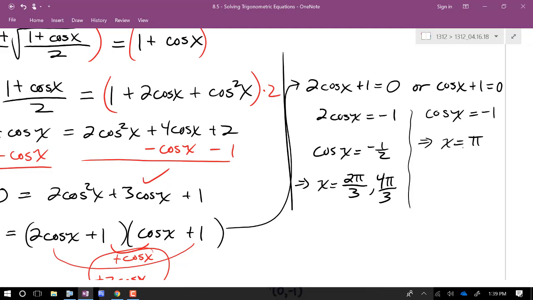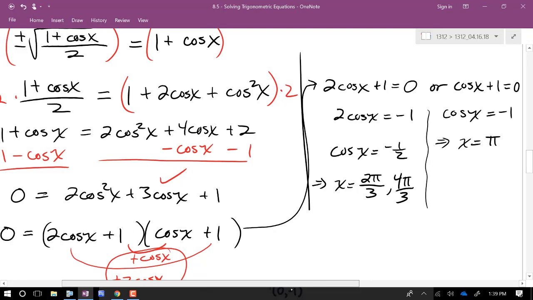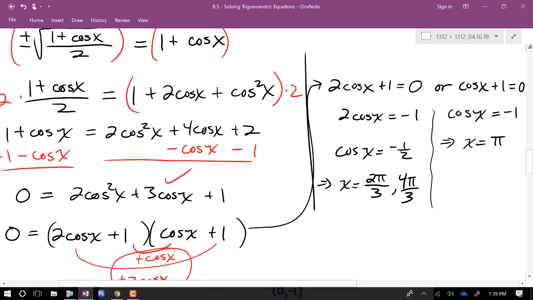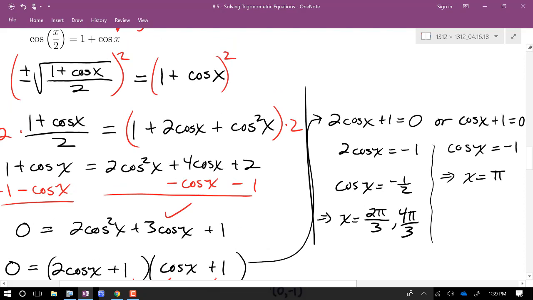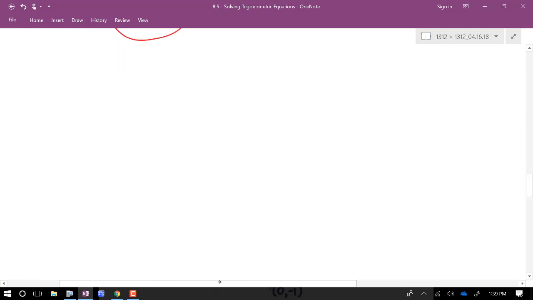Oh, we're not done this problem, you guys. What's left to do? We found 3 answers. We have to check it because when we used that half-angle identity, we turned it into an equation with radicals, right? And we know that when we solve an equation with radicals, that can introduce extraneous roots. I'm not ready to circle any of these yet until I know that they check out in the equation. So let's see.